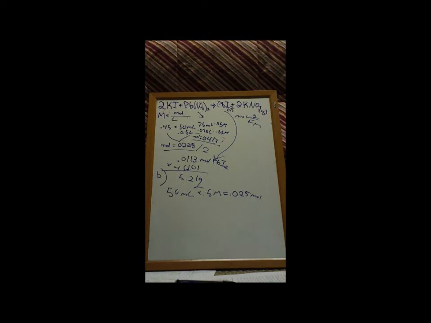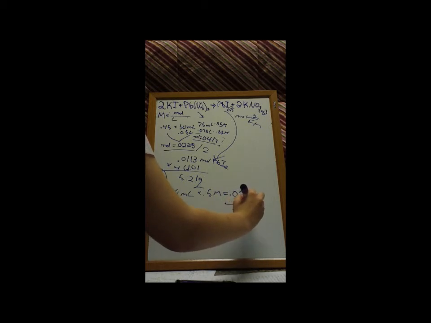Now we need to know how many moles of potassium iodide we need. If we look at our mole ratio, we have 1 mole of this and 2 moles of this, so we need twice the number. We multiply the number of moles by 2, so we get 0.05 moles of potassium iodide. So now we can calculate the volume.